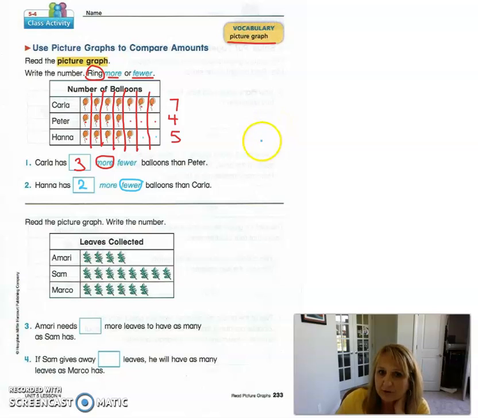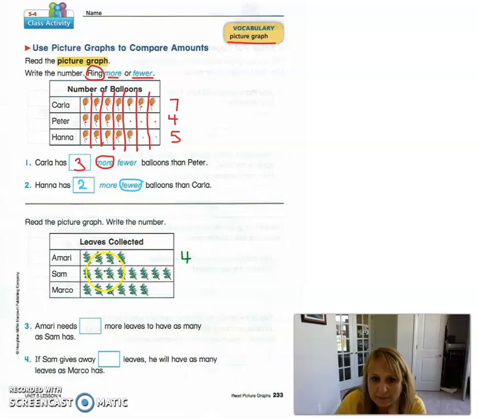Let's go on down to our next picture graph. It says, read the picture graph, write the number. Leaves collected. Amari, Sam, Marco. All right, so let's go ahead and take a look at Amari and count how many leaves he has. 1, 2, 3, 4.